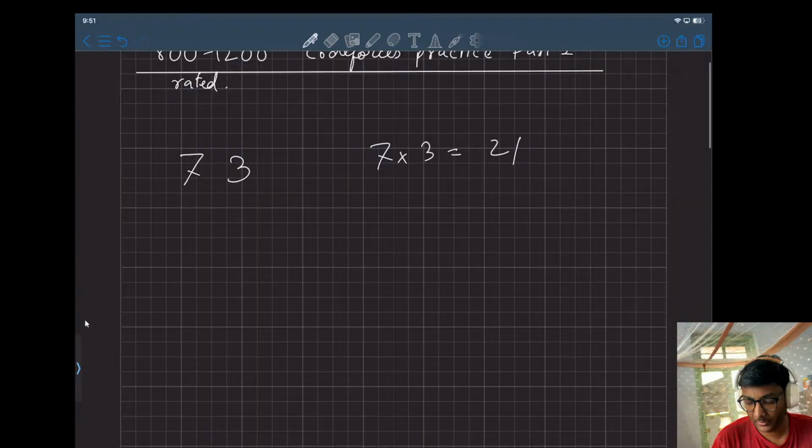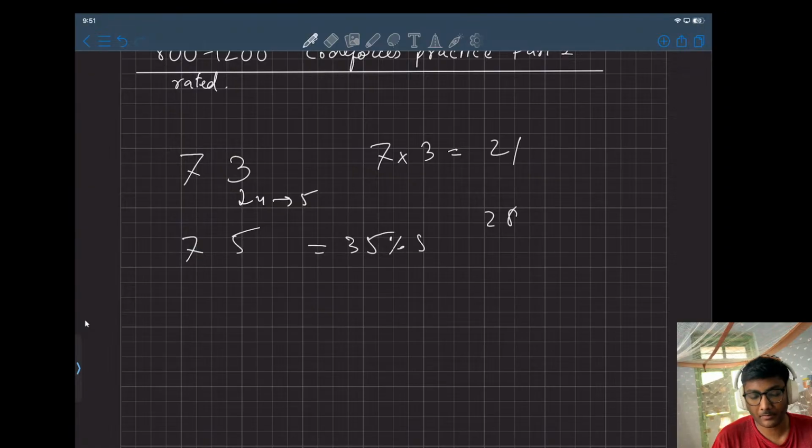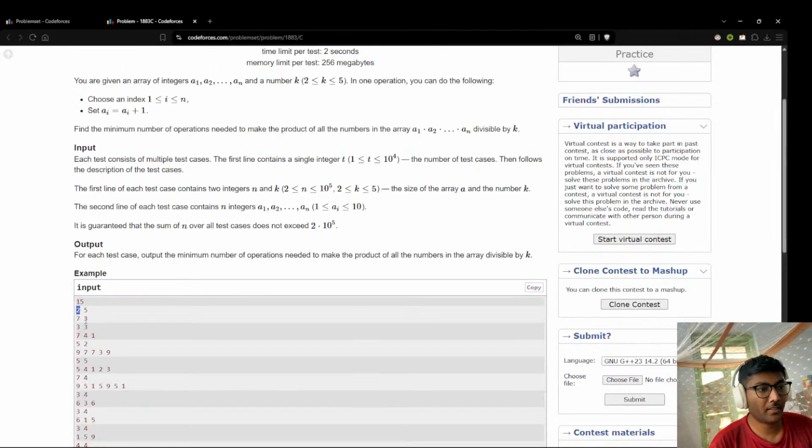If I increment this to 4, so 7 times 4 is 28. If I increment this to 8, then 8 times 4 is 32. So maybe not this. Okay, 7 times 5 I will guess probably it will work, because 3 to 4, 4 to 5, 7 times 5 is 35, which modulo 5 equals 0. k is from 2 to 5, that is the constraint.